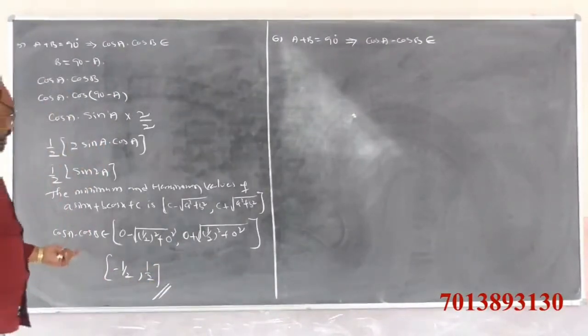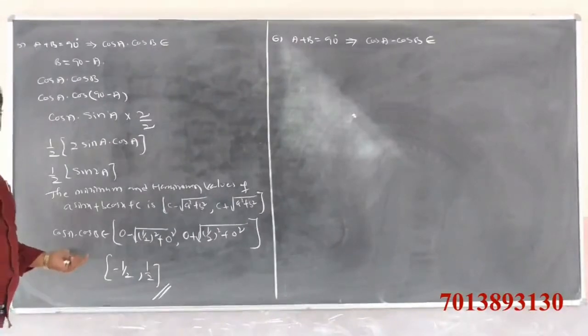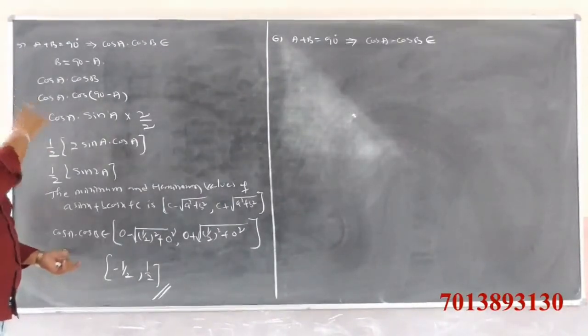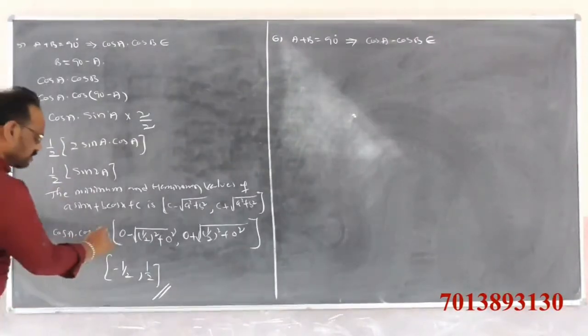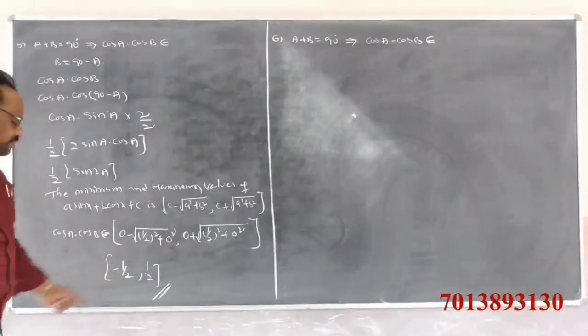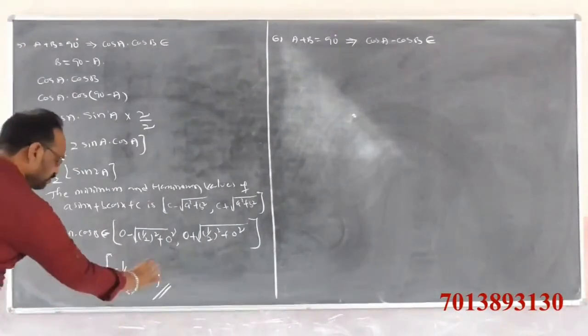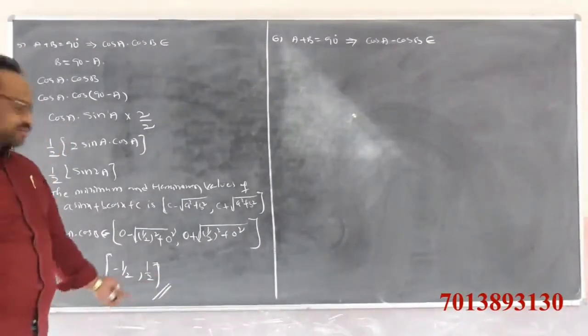So the minimum and the maximum value of cos A into cos B, if A plus B is equal to 90, belongs to the closed interval minus 1 by 2, comma, plus 1 by 2.